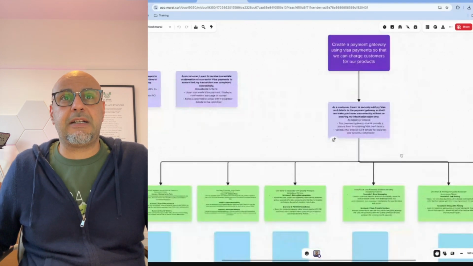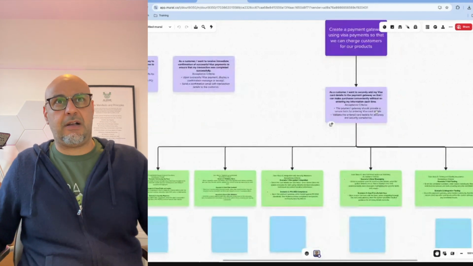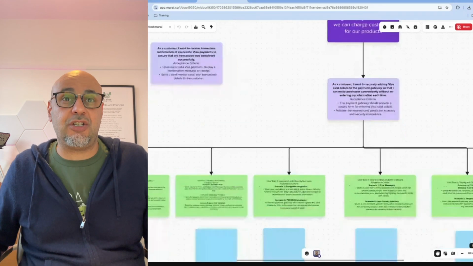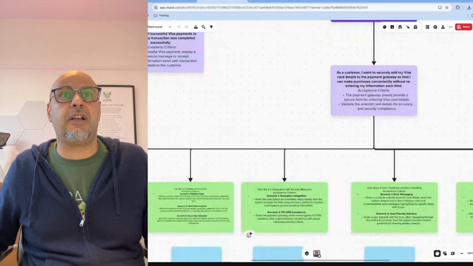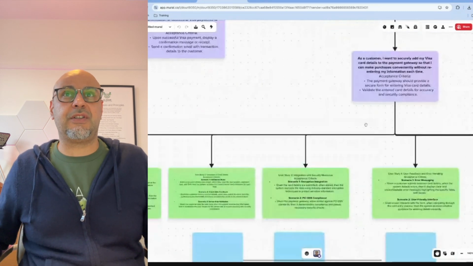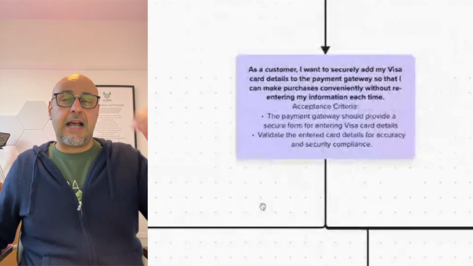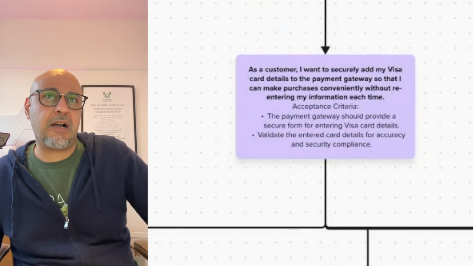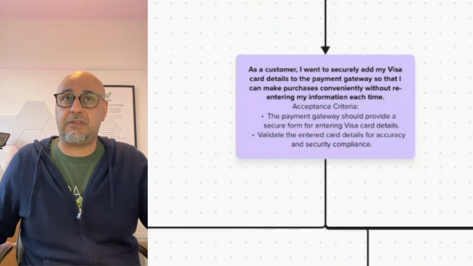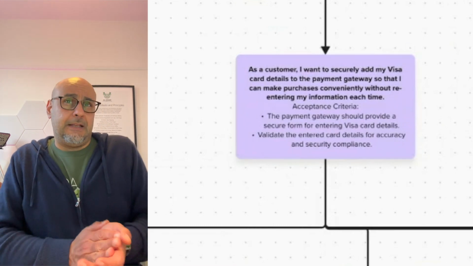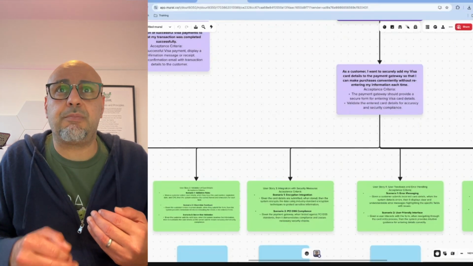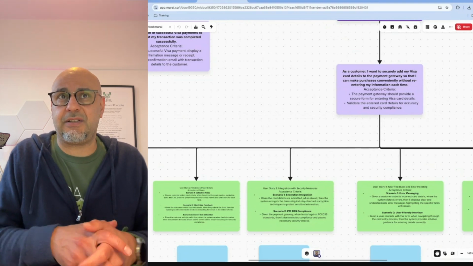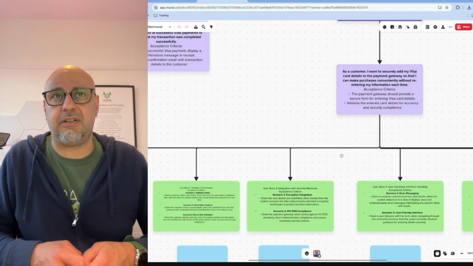For those, I picked one user story, which I've elevated into an epic, because I've asked it to then create user stories that are going to be delivering on to this epic. The epic we're focused on is, as a customer, I want to securely add my Visa card details to the payment gateway so that I can make purchases conveniently without re-entering my information each time. The acceptance criteria is the payment gateway should provide a secure form for entering Visa card details, and validate the entered card details for accuracy and security compliance.